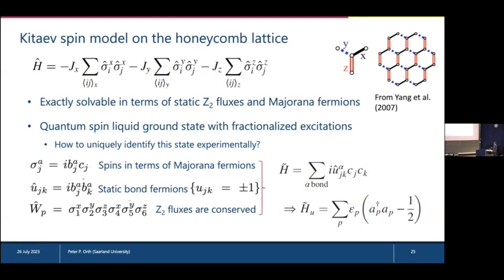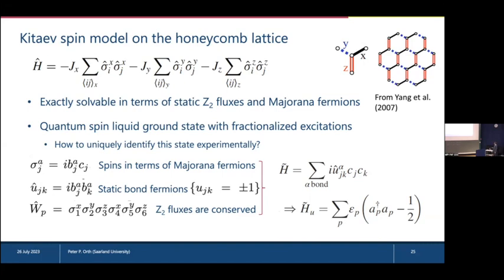The honeycomb spin liquid is the ground state of this honeycomb spin model, and here we are looking at the honeycomb lattice. So we have this Ising type interaction, where every spin has 3 bonds, and we put different Ising interactions on the different bonds coming out. So sigma X sigma X on an X bond, which is the black line. There's a Y interaction here and a Z interaction here. So this can be exactly solved in terms of static Z2 fluxes and Majorana fermions.